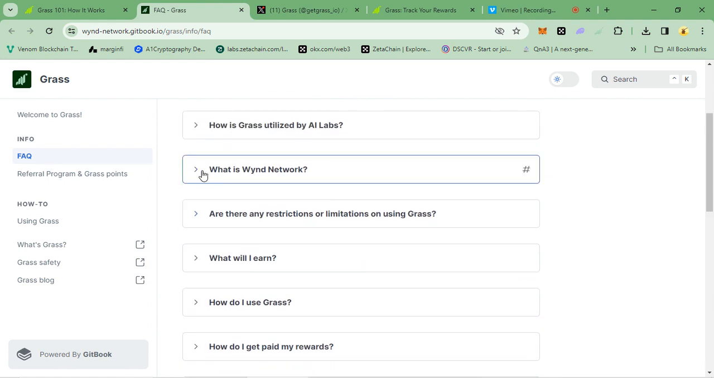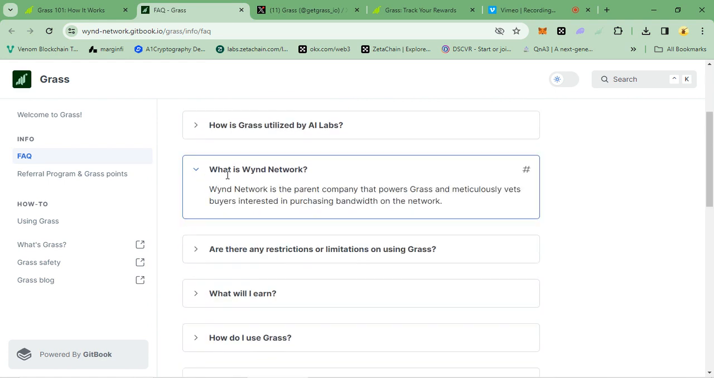Now, I was looking for something about Wind Network, but I didn't find it. But yeah, I think it's here. Wind Network is the parent company that powers Grass and meticulously vets buyers interested in purchasing bandwidth on the network. The data that you and I are sharing online, of course, the not so sensitive ones, just the necessary ones, they look for buyers, just like Google, of course, let me just use Google.